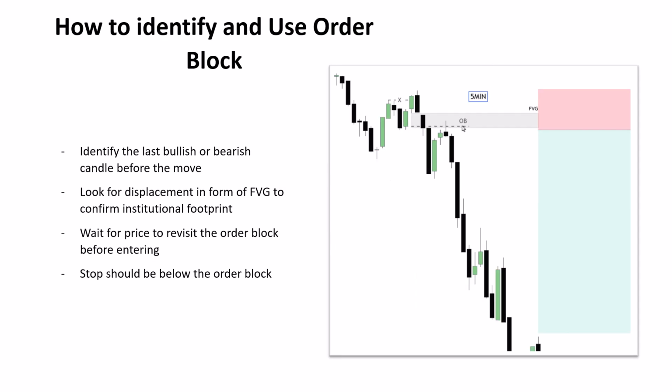So how do we identify and use an order block? First, identify the last bullish or bearish candle before the move. Secondly, look for displacement in the form of a fair value gap to confirm the institutional footprint. Thirdly, wait for price to revisit the order block before entering. The fourth one is that the stop loss should be below the order block. So let's go to the chart and see how this is identified on the chart.